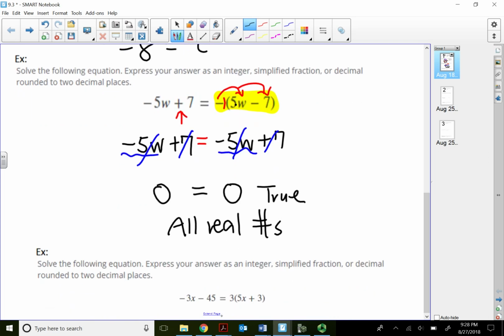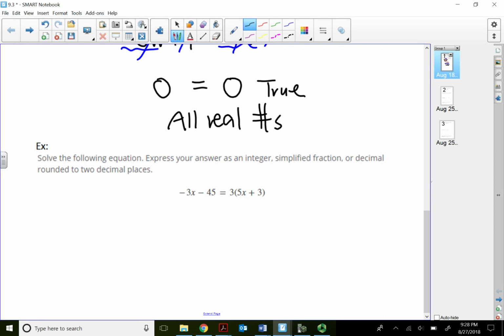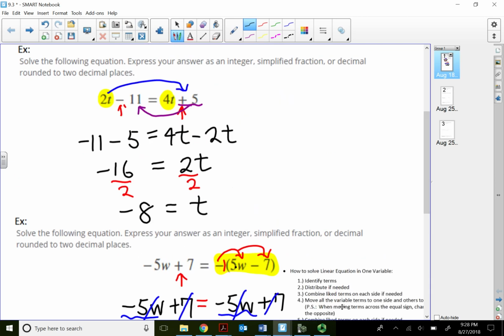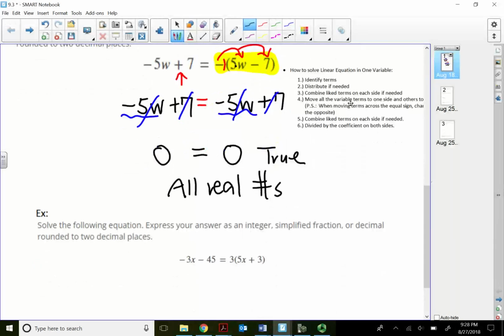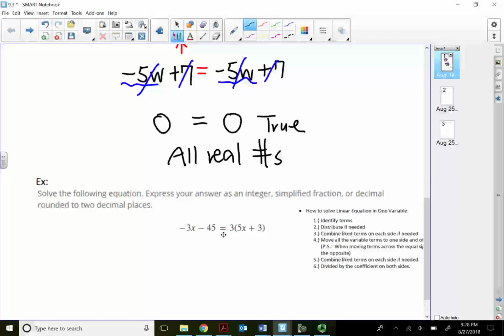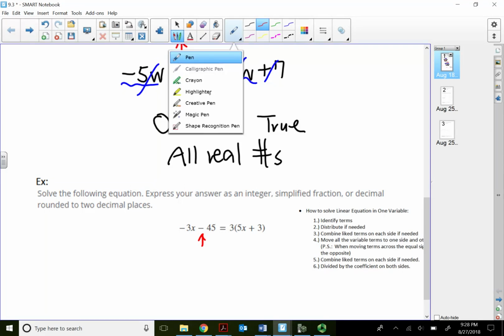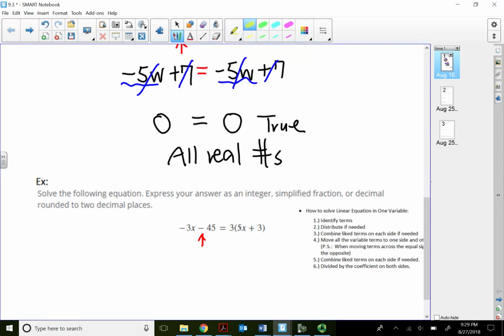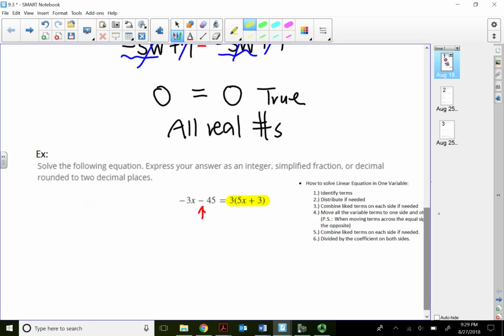All right, let's try another one. Step number 1, identify terms. So I see the left side of the equal sign, there's a subtraction sign, so that's separate between two terms. The right hand side, there is no addition or subtraction sign outside the parenthesis. So all this is one term.